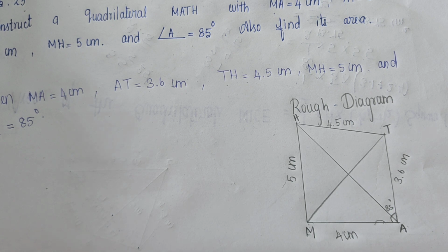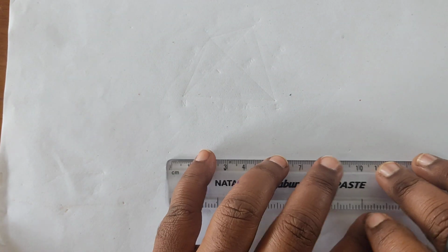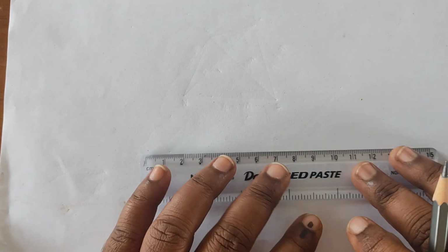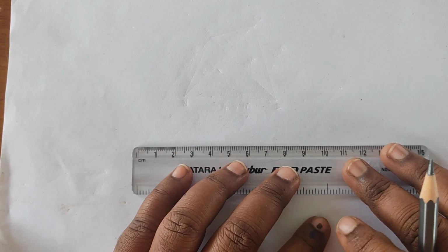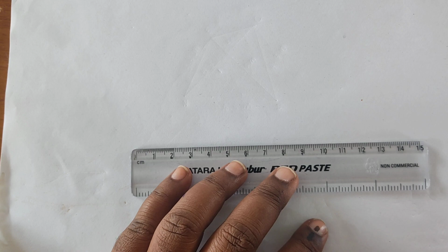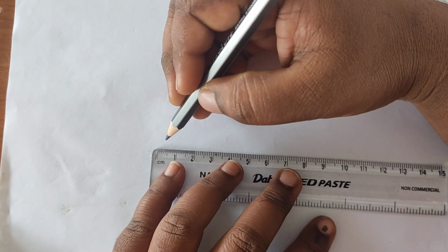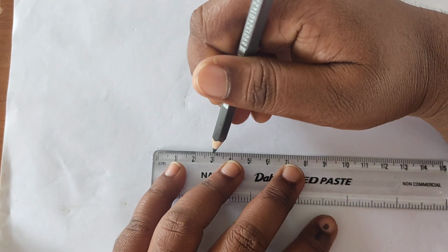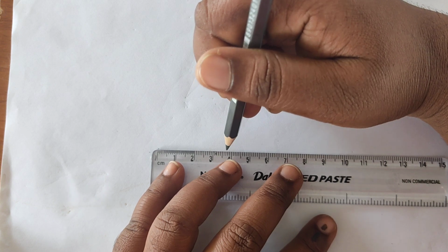We are going to the next diagram, the main diagram. Turn to a new page. First we draw a line segment using a scale. What is given? MA equal to 4 centimeters. So first we draw a 4 centimeter line. This is the starting point and this is the ending point.